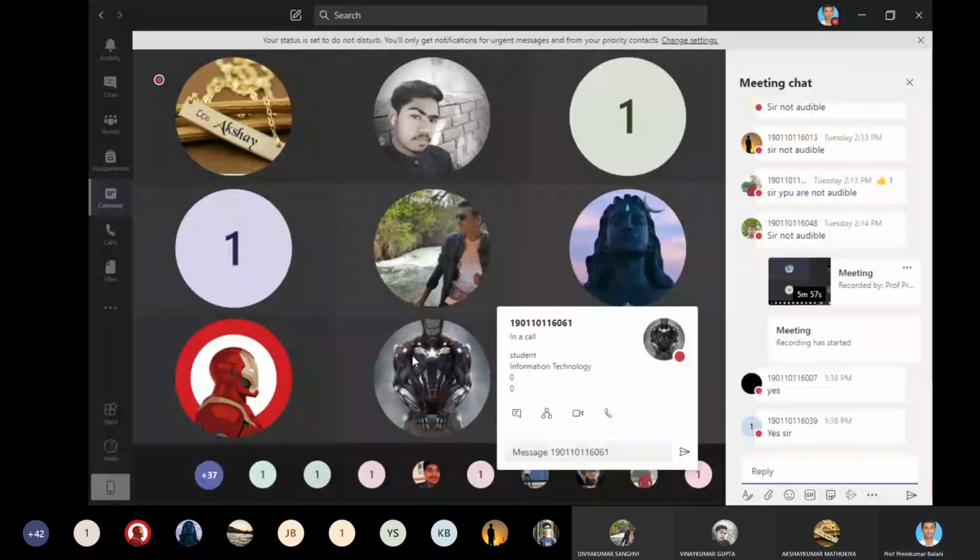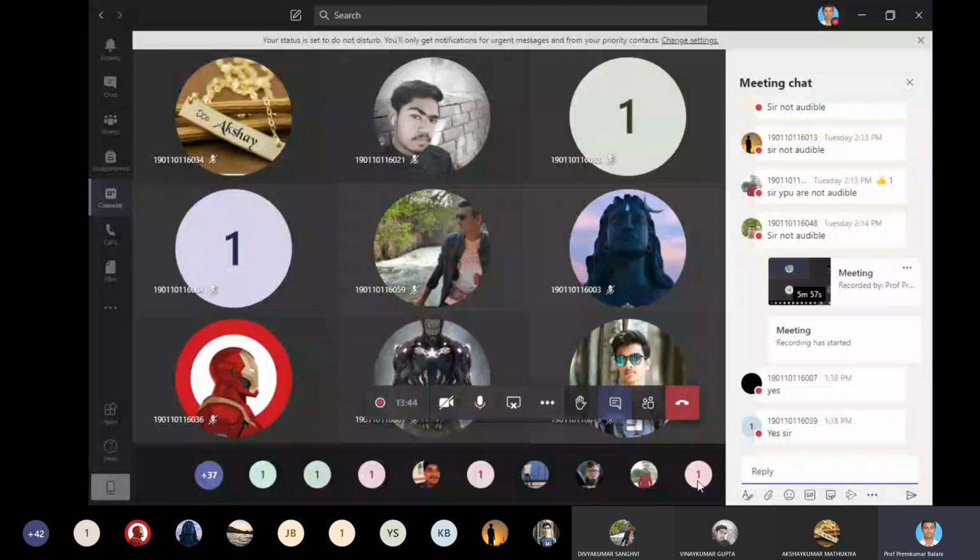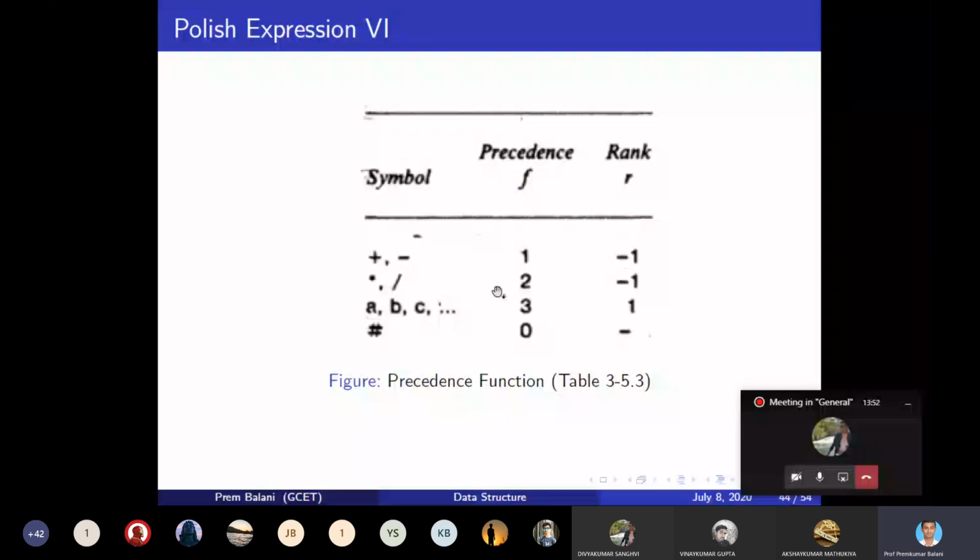So you have understood, right? The rank, how to find rank. Next, we want to see the algorithm for converting infix notation to postfix notation. To convert the infix notation to the postfix notation, do you want me to take some example for this?